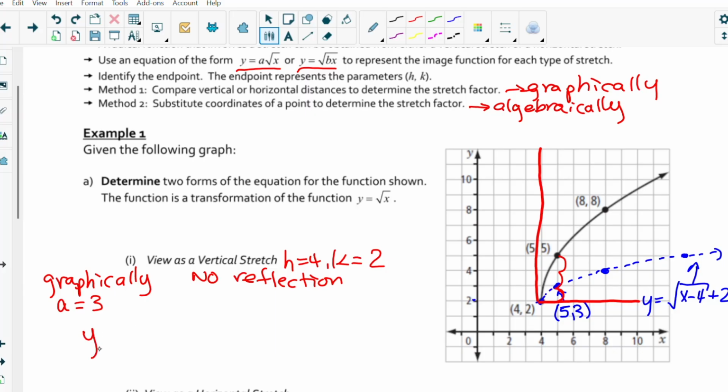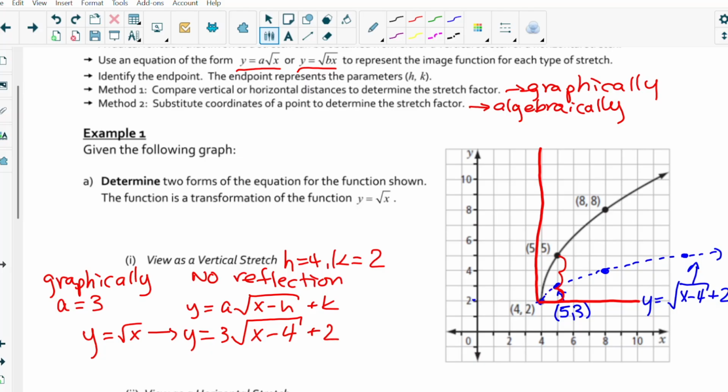So y equals square root of x is transformed into, let's write it in terms of y equals a square root of x minus h, with no horizontal stretch, plus k. So y equals a value of 3, square root of x minus h, which is 4, plus k, which is 2.